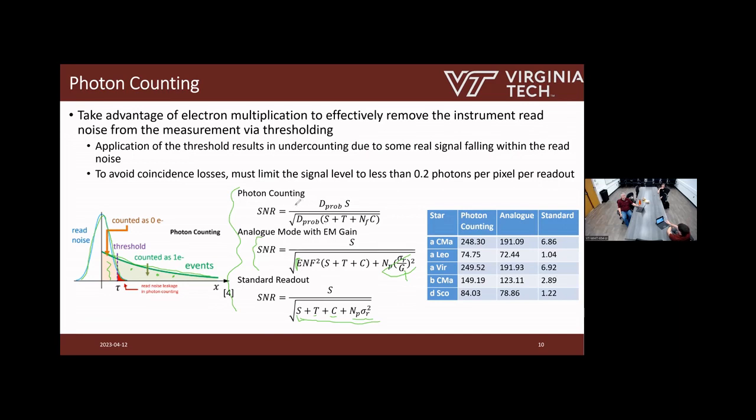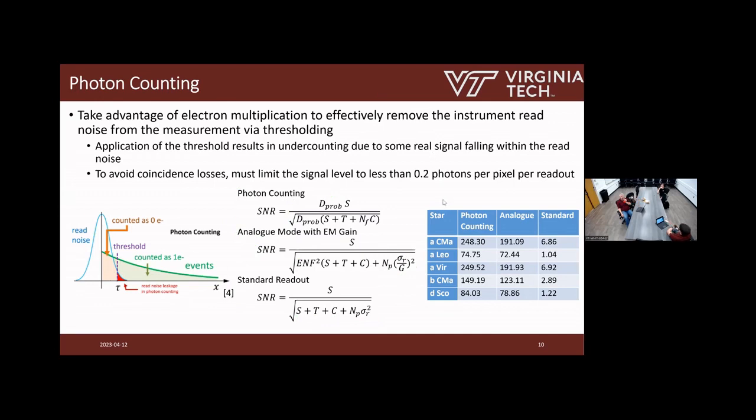So we can go a step further, and we can apply photon counting mode. In this mode, we're using thresholding to completely get rid of the read noise, so we don't see it here. Instead, what we have is this additional term where we have the detection probability. And this is what captures things like coincidence losses and thresholding errors and allows us to compensate for that.